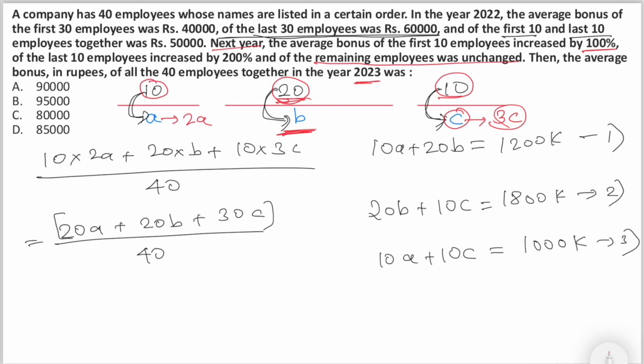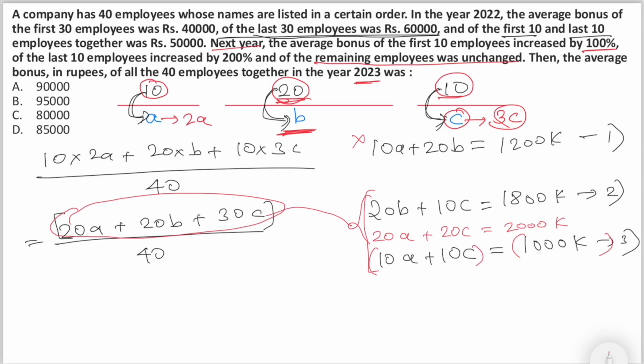Now let's observe something very interesting, guys. This entire expression in the numerator, 20A plus 20B plus 30C, we can very easily obtain by manipulating the second and the third equations alone. You don't even need the first equation. For the third equation, I will simply multiply it by 2 throughout. This will give me 20A plus 20C is 2 into 1000, 2000k. And when I add these two, I exactly get the numerator here: 20A plus 20B plus 20C plus 10C is 30C. This will be 2000 plus 1800, 3800k. And that's what we have as our answer.